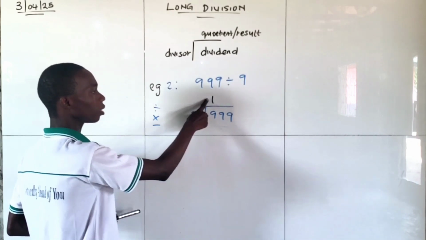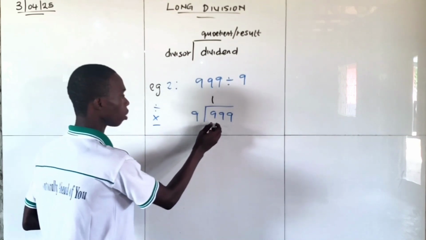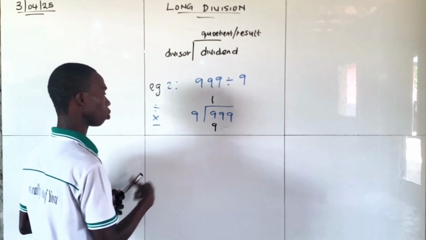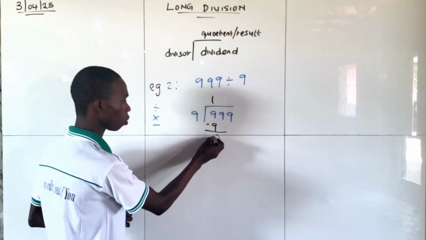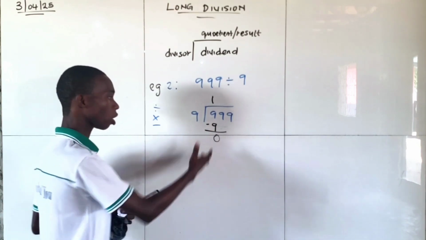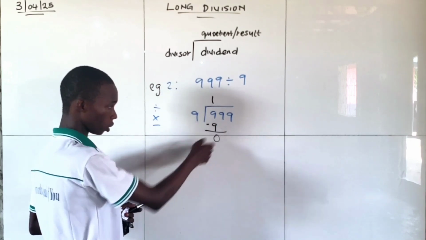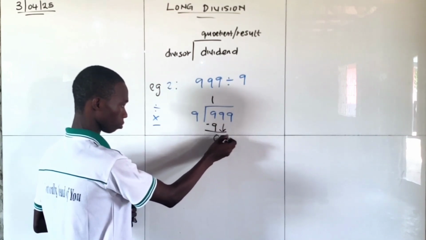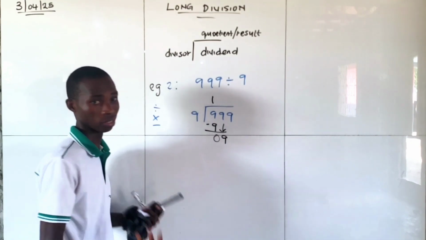And then the next step is times. 1 times 9 will give us 9, we'll put it down here. And then we'll minus, which is the next step. So 9 minus 9 is giving us what? 0. And then if we're having 0 here, that means this one is off. Then let's bring down the next number there, which is 9. Now, 0 and 9 is still giving us 9.